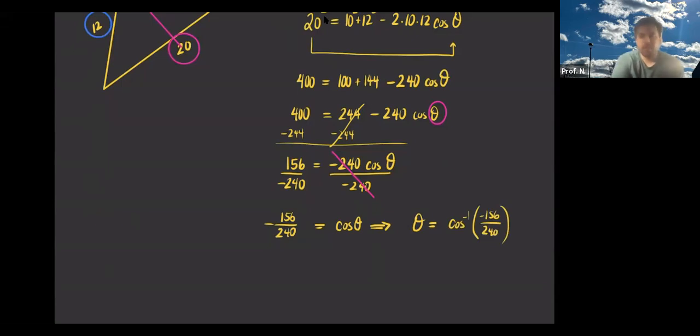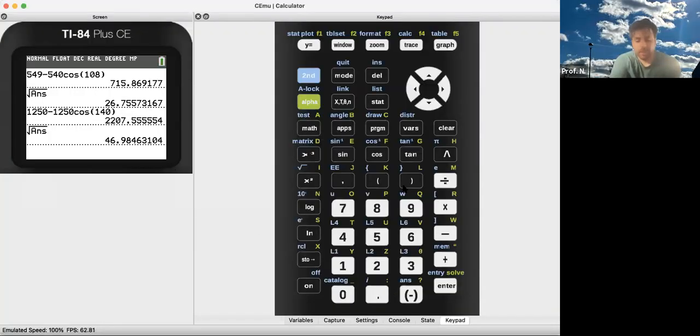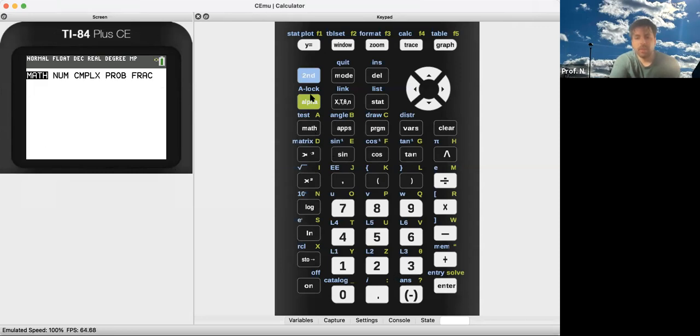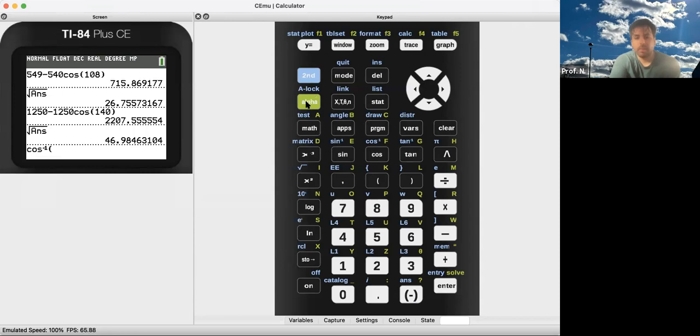So then, calculator time. See, another calculator question. It's all about the calculator here. You need a good calculator for this. So now you have to take cosine inverse. So you do second cosine, which is cosine inverse. And then you put your fraction.